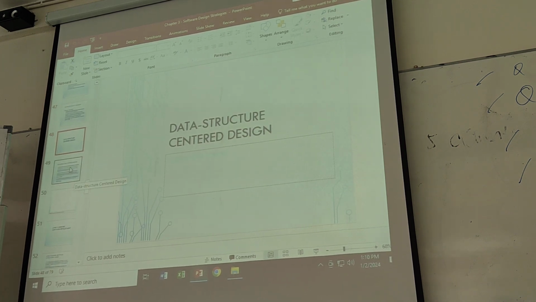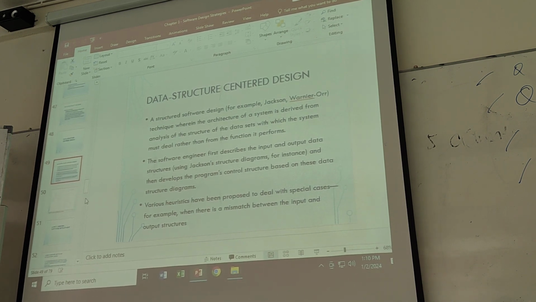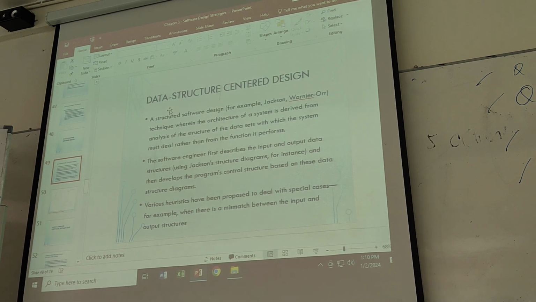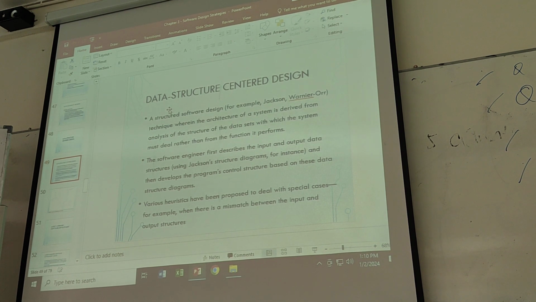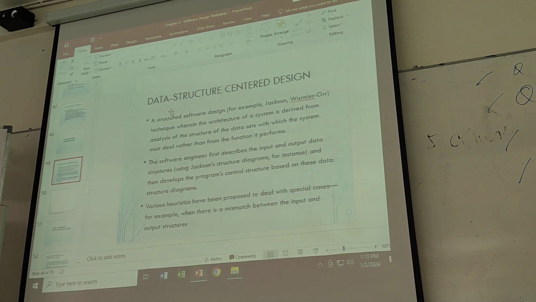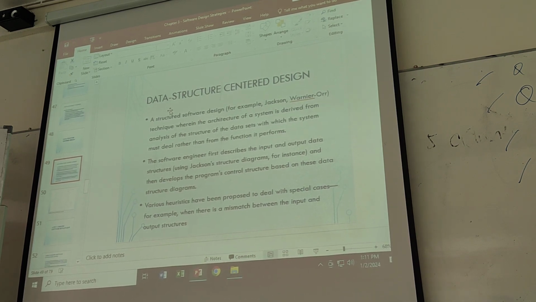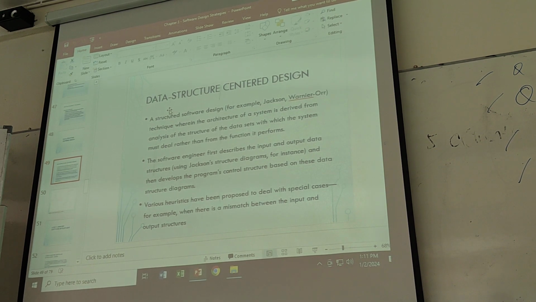So, data structure centered design. Okay, this data structure centered design is actually a design strategy that focuses on the input of data and the output of data. Normally they use the Jackson structure chart. So one example of data structure centered design is the Jackson structure development. I guess I mentioned this one.